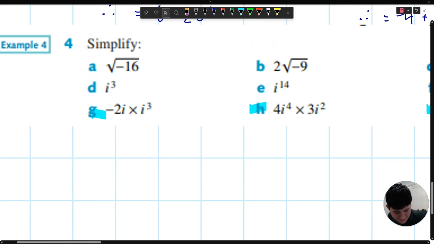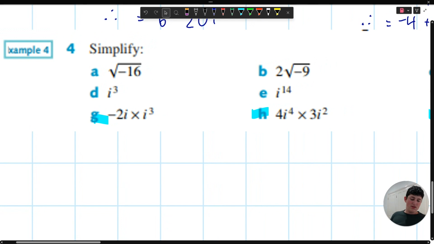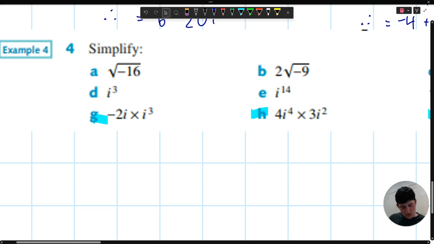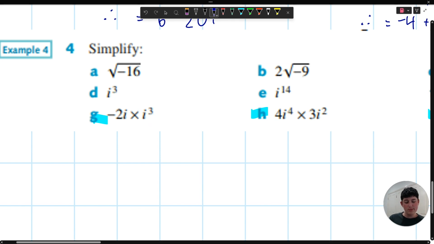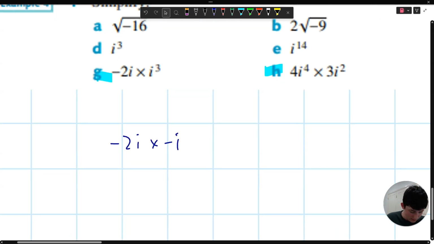This is the fun stuff. We're getting to the fun stuff now. Now, this is where all of those powers of i come into play. What did we remember i to the third power was? Negative i. I don't know if you got that right. I'm hoping you did. You're a smart kid if you did. So negative 2i times negative i. Seems simple enough, hey?